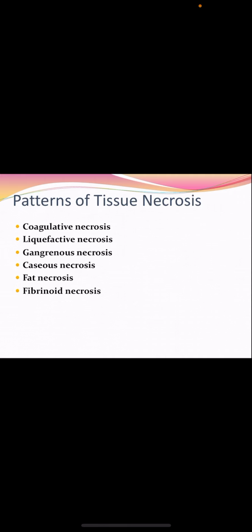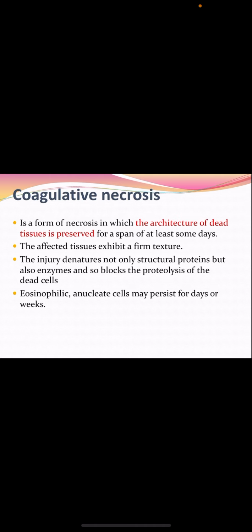Coming to different patterns or types of tissue necrosis, there are major types of necrosis. First one is coagulative necrosis. Second one is liquefactive necrosis. Third, caseous necrosis. Fourth, fat necrosis. Fifth, fibrinoid necrosis. Sixth, gangrenous necrosis. Now we'll talk about them one by one.